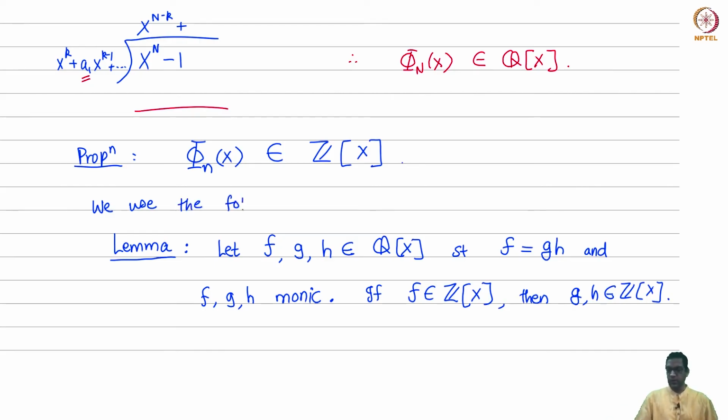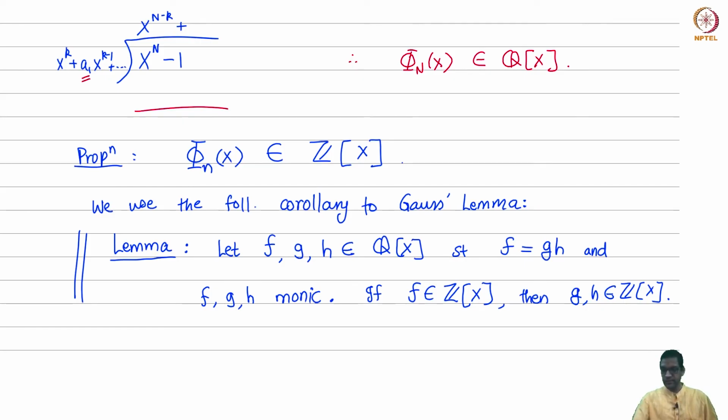The following corollary to Gauss's lemma. So please look back on the lecture on Gauss's lemma. This just involves observing that the contents are 1 on both sides and then applying Gauss's lemma. So this is a very, very important statement: if I have two monic polynomials g and h whose product is f, and if f is integral, it has integer coefficients, then g and h must also have integer coefficients.